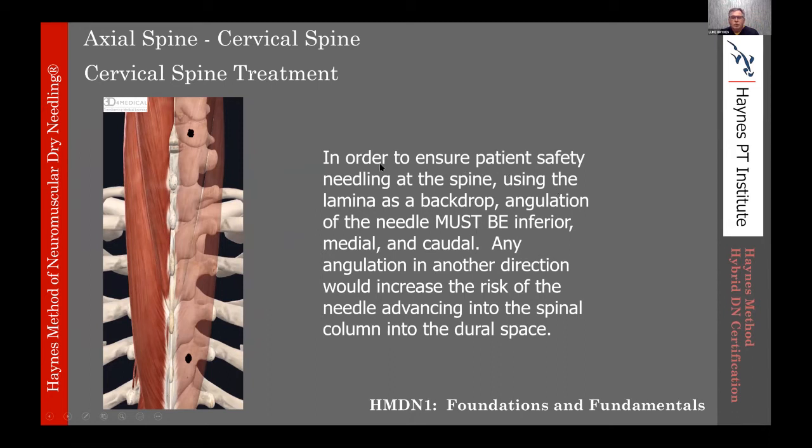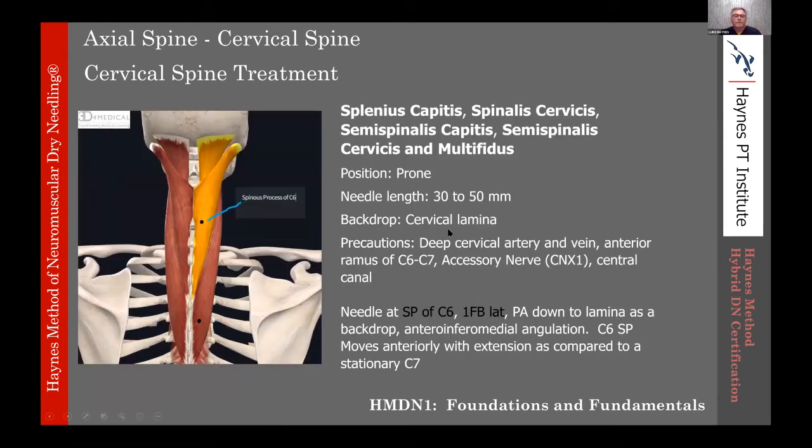We always want to make sure, again, angulation must be inferior, medial and caudal. Any other angulation would increase the risk of the needle advancing into the spinal column, into the dural space. There's one exception to that: interspinalis. We will go more into a superior angulation, but we're going a very short depth and using a much shorter needle. And we will cover that.